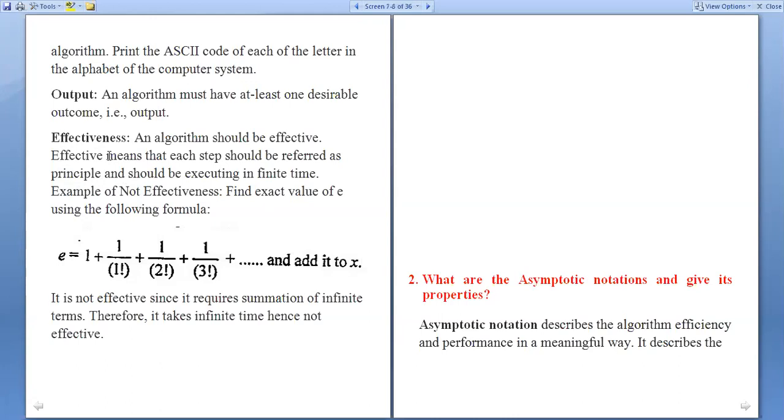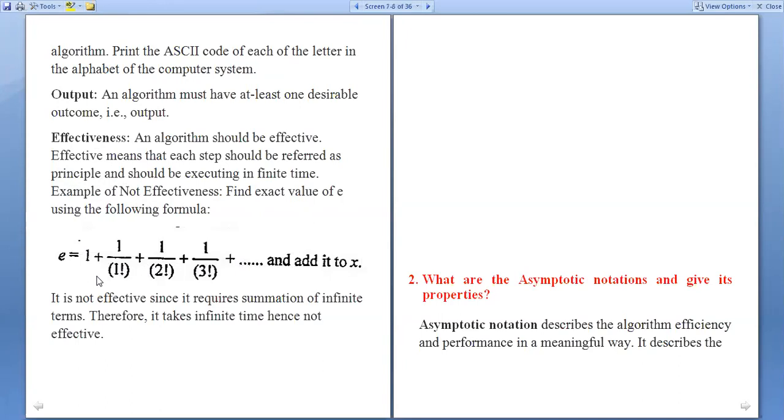So that is effectiveness. Now, an example of not effectiveness. Find the exact value of E using the following formula. E is equal to 1 plus 1 by 1 factorial plus 1 by 2 factorial plus 1 by 3 factorial plus 1 by 4 factorial and so on. Suppose you want to find the exact value and add it to some other variable x. Then is it possible? Is there effectiveness?